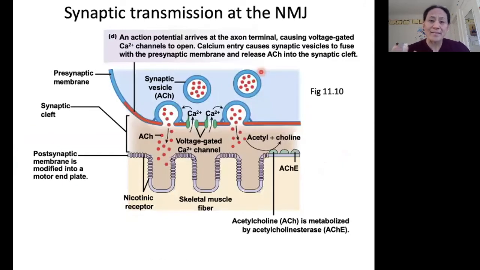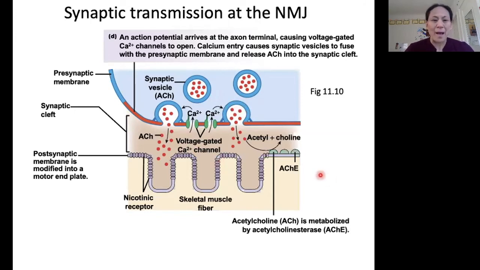Okay, so let's take a look at synaptic transmission at the neuromuscular junction. On the presynaptic side, it's going to be the same as what we saw in the rest of the nervous system. You're going to have an action potential come down. That's going to depolarize the membrane, which opens voltage-gated calcium channels. That lets calcium come into the motor neuron, and that triggers neurotransmitter release by exocytosis.